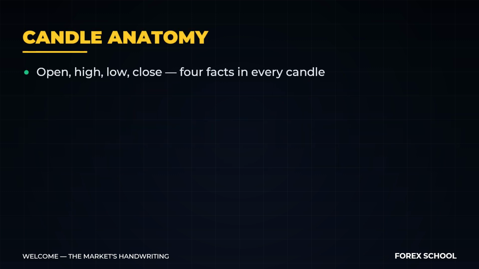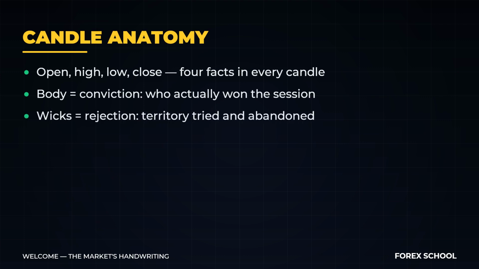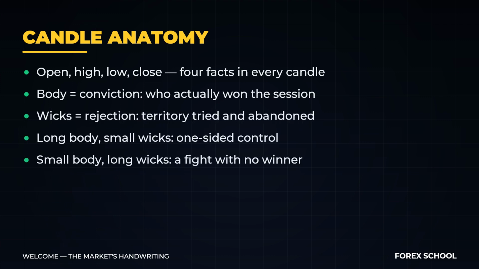First, the anatomy, because everything else is built on it. Every candle tells you four facts: where price opened, where it closed, the highest point buyers managed, and the lowest point sellers managed. The body, the thick part, is the distance between open and close, and it measures conviction. It shows who actually won the session.